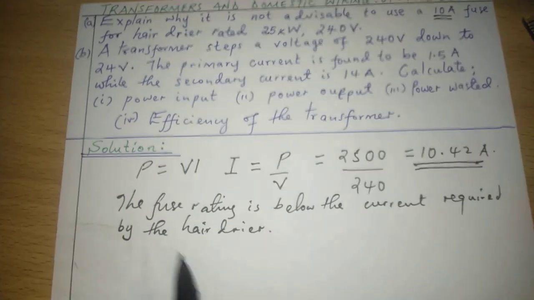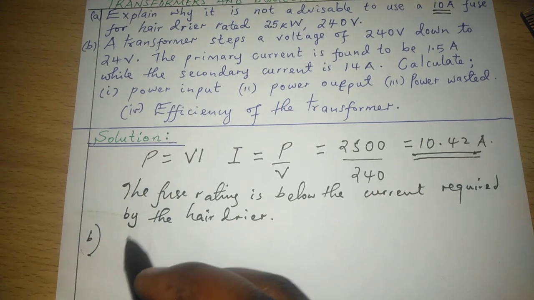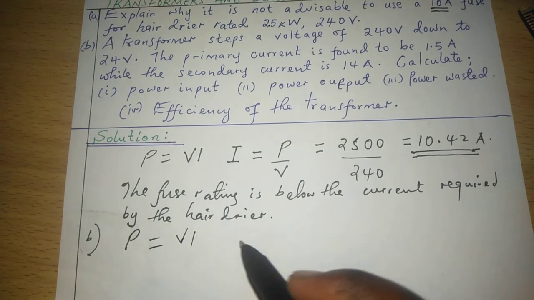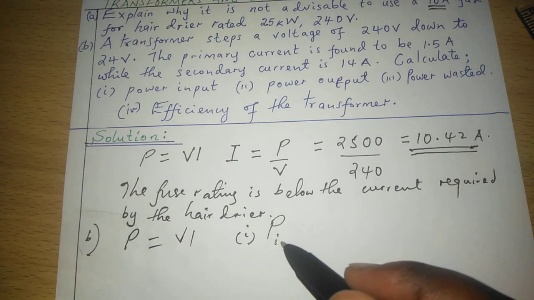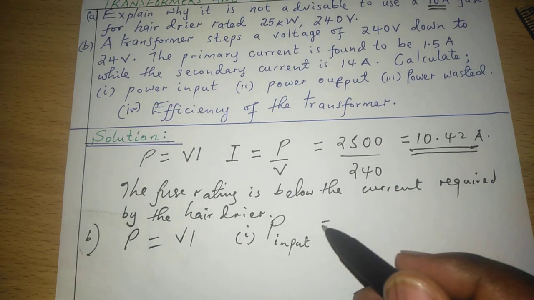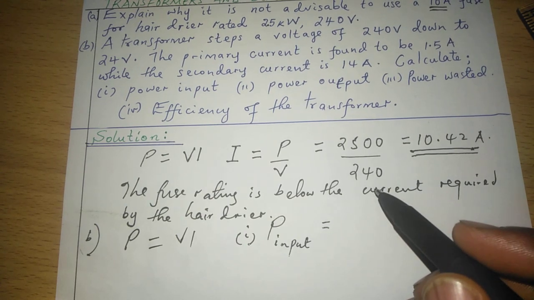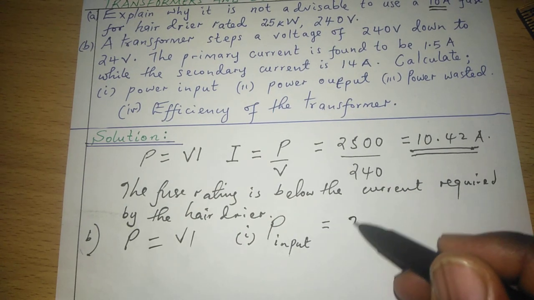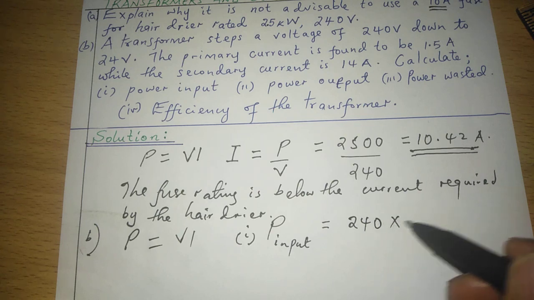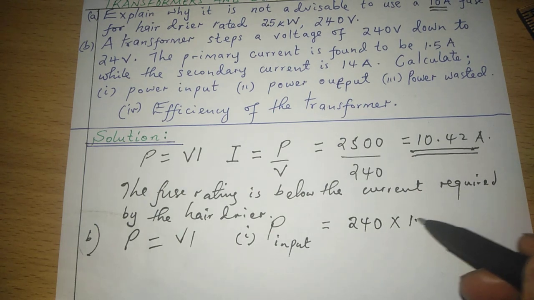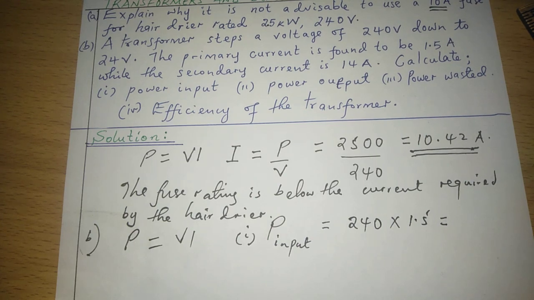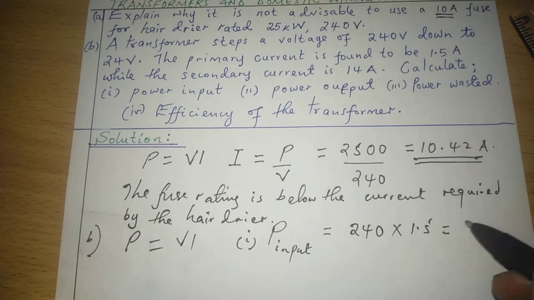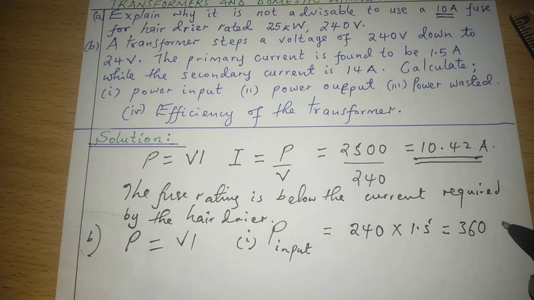So for part B, we know that power is given by VI. Therefore, to solve for part 1, the power input, this is the power in the primary circuit. In the primary circuit, a voltage of 240 is fed, and we can see the current there is 1.5. So 240 times 1.5 takes us to 360 watts. That is the power input.